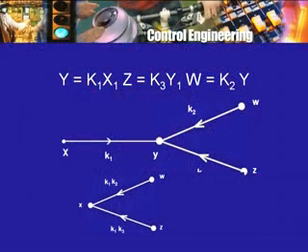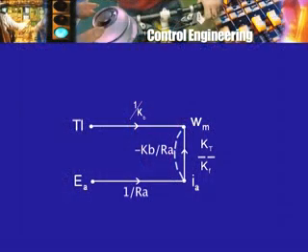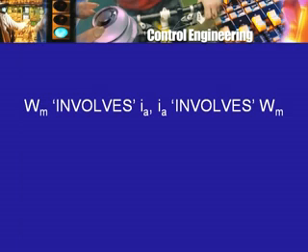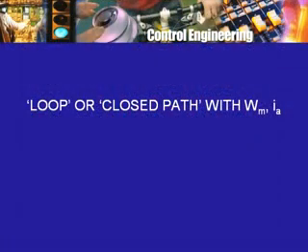Whereas the other two graphs that we have got are a little more complex, or they are different. I look at the node omega m, I get a relationship expressing omega m in terms of TL and IA. I look at the other node IA, I get IA in terms of omega m and EA. So omega m involves IA, IA involves omega m. And how does this appear on the graph? It appears in the graph in the form of a loop or a closed path.